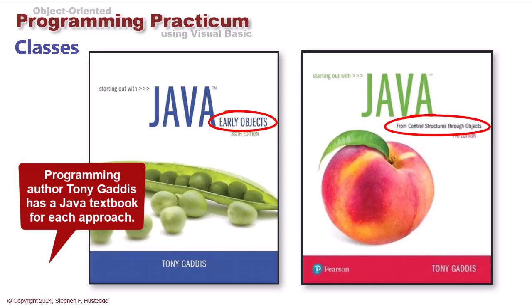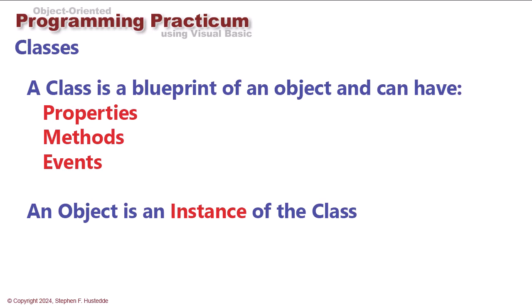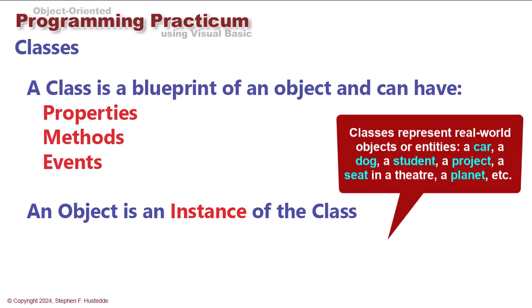And I mentioned that I am a late objects professor. We've been programming using classes, but now we're going to get into creating our own custom classes. A class is simply a blueprint of an object. And we mentioned very early on that classes and objects can have properties, methods, and events. And an object is simply an instance of the class.